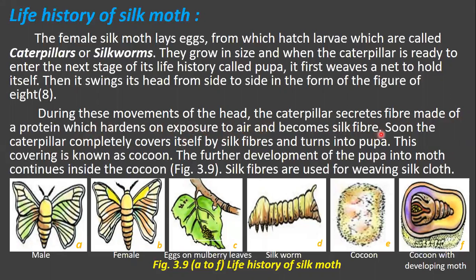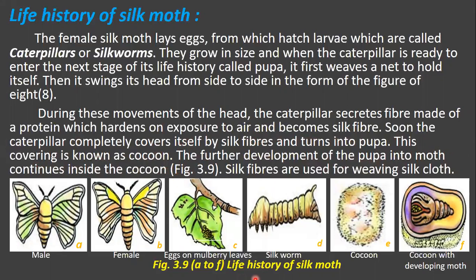Soon the caterpillar completely covers itself by silk fibers and turns into pupa, and this covering is known as a cocoon. The further development of the pupa into moth continues inside the cocoon.